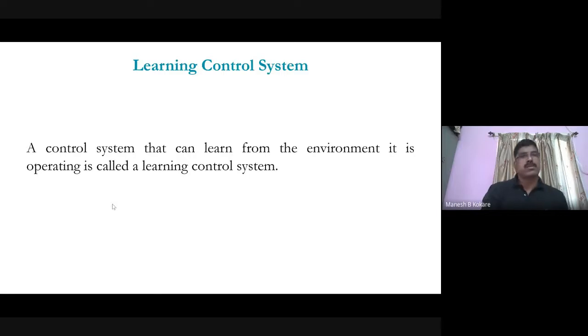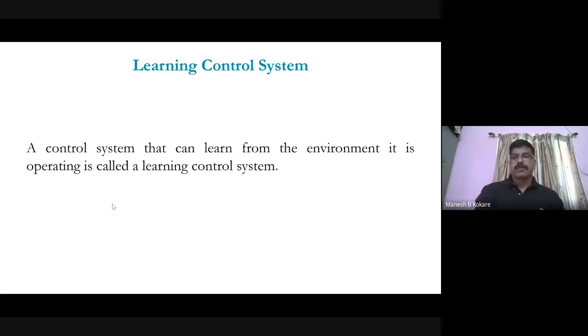Now we have already seen what a linear control system is, what a non-linear control system is, what a time variant control system is, what a time invariant control system is, then continuous system, discrete system, stochastic system, and then the deterministic system. Also we have seen the lumped system and the distributed system. So all those, or even open loop control system and closed loop control system, are the different types of control systems.